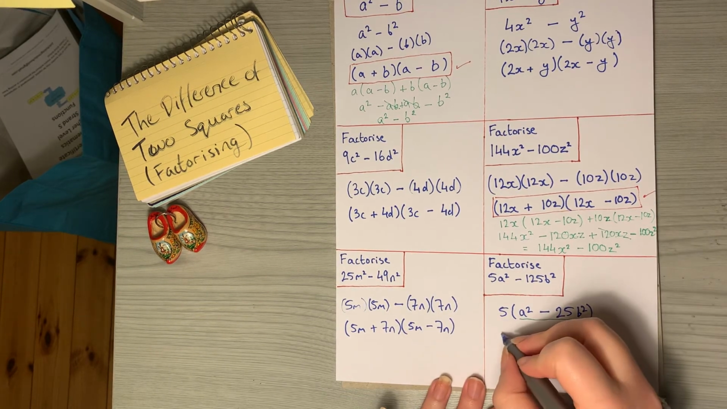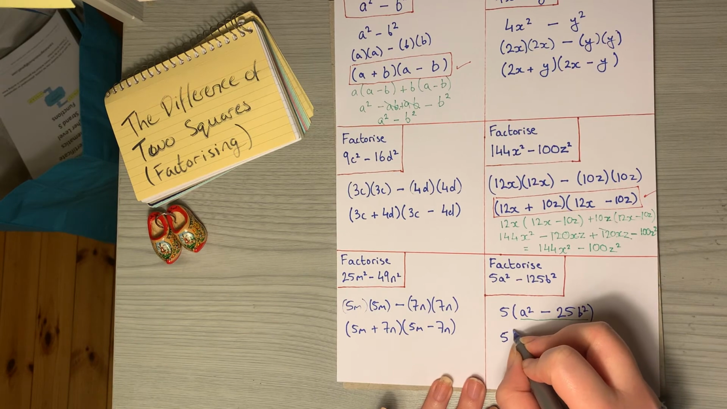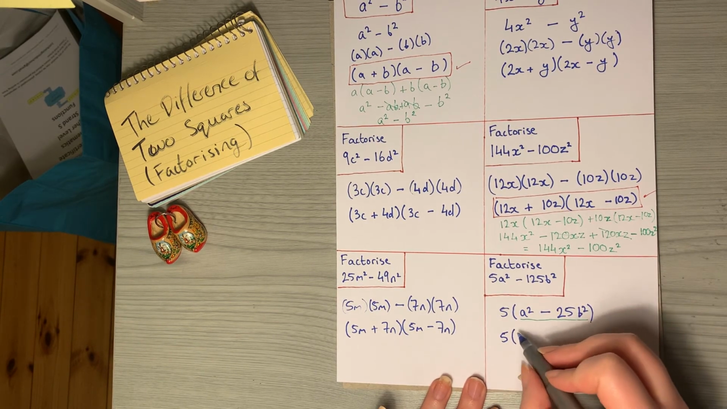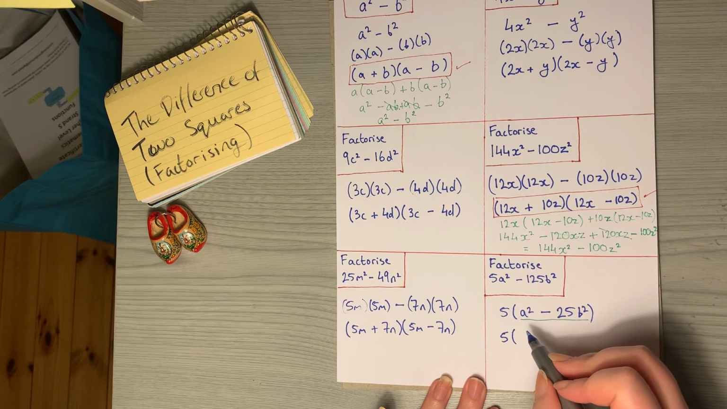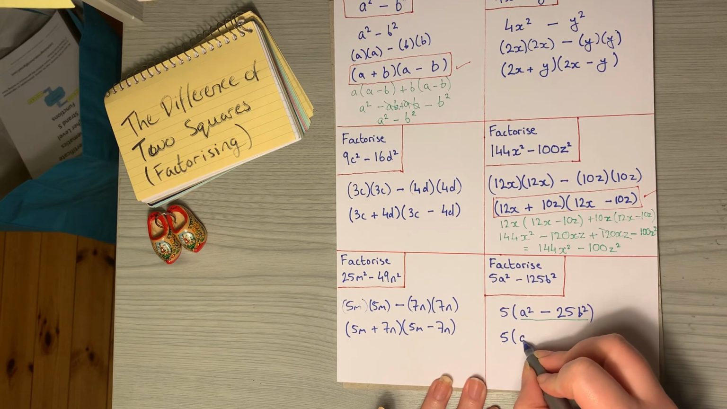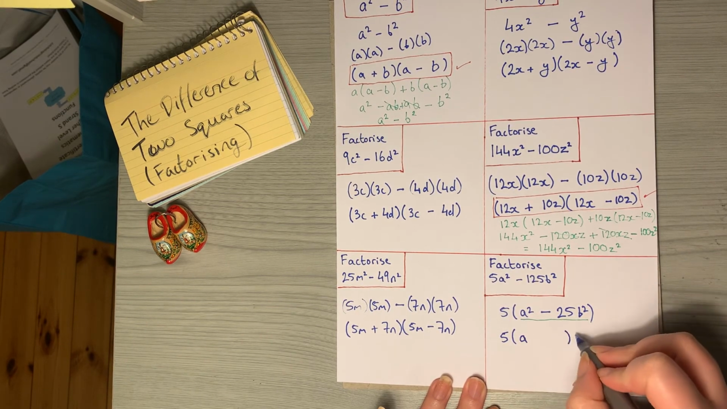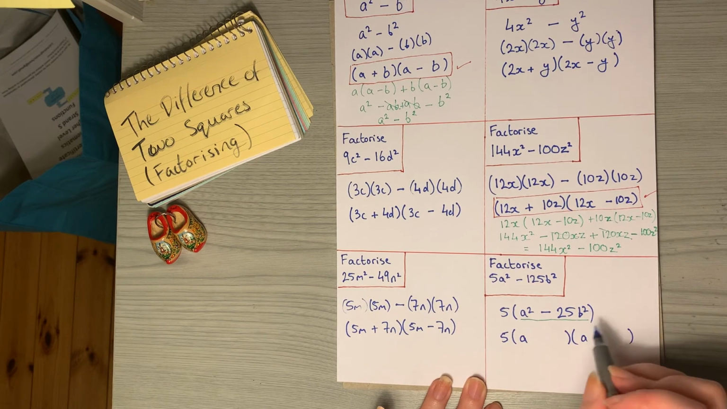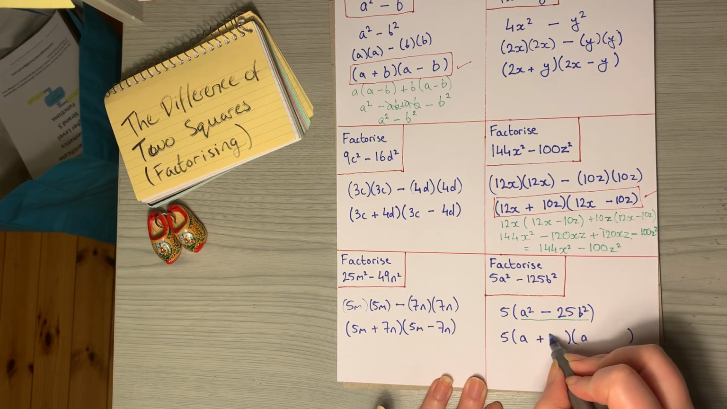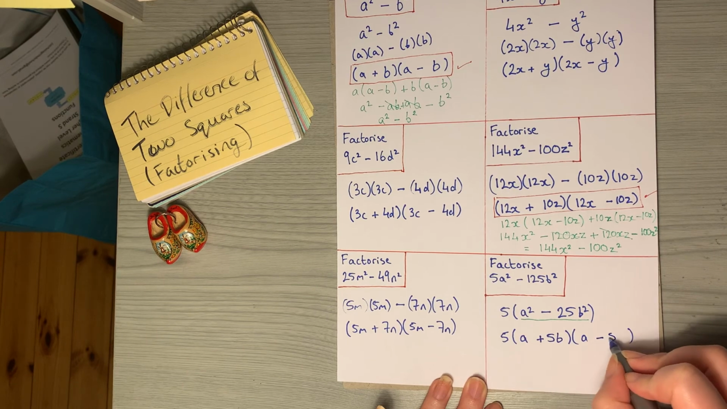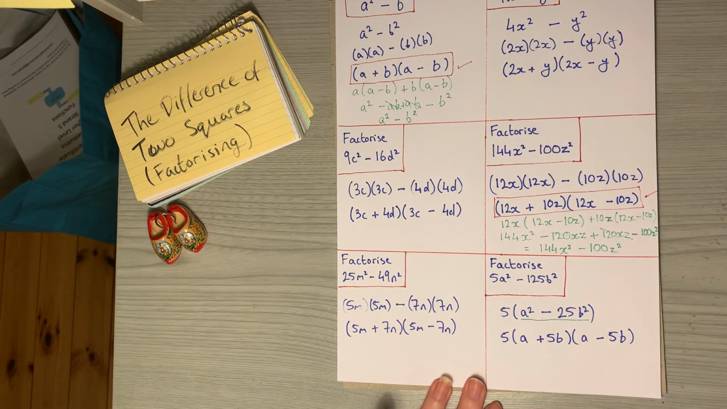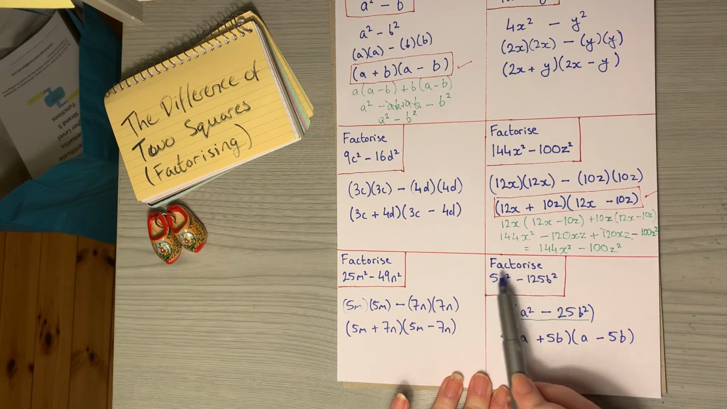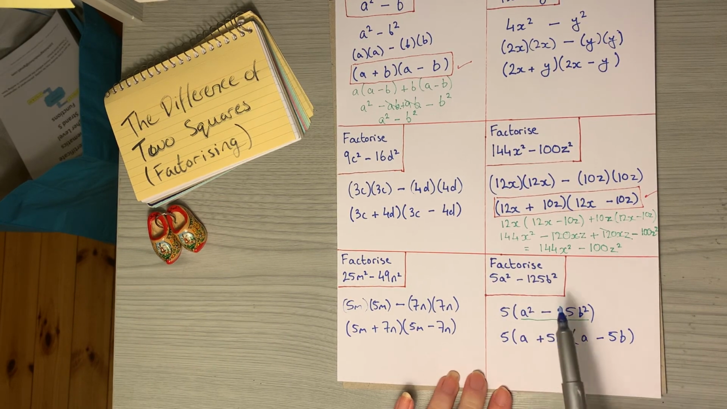So we can factorize this further and we can say, okay, we'll keep our 5 there, but we'll multiply it by, okay, what will multiply by itself to give me a squared? Well, that's a. And then what will multiply by itself to give me 25b squared? So we're going to need a plus 5b and a minus 5b. And then when we multiply this all out, that will give us back 5a squared minus 125b squared.